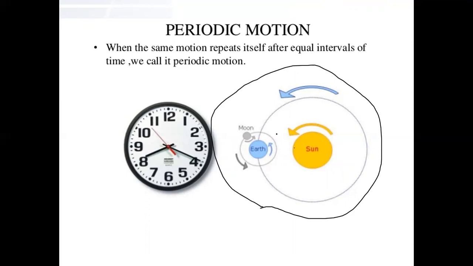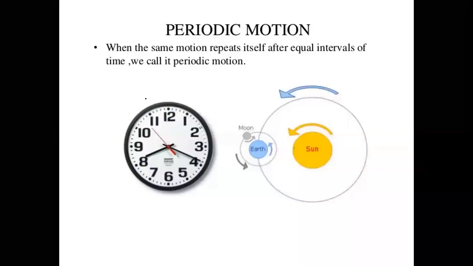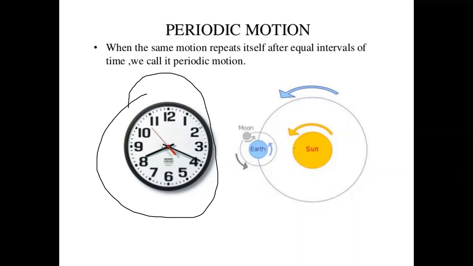The second example is the clock. See the clock needle, the second hand. It is going round and round, taking 60 seconds. It takes the same time every minute, every hour, every day. So it is a type of periodic motion.